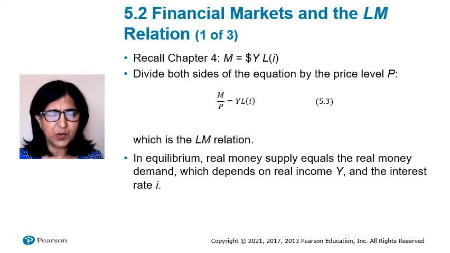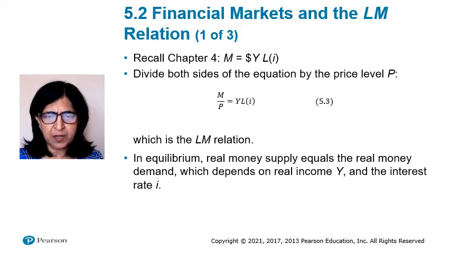Section 5.2 Financial Markets and the LM Relation. Recall Chapter 4 where you saw the equilibrium condition in the financial markets given by the condition money supply equals money demand, or M equals $Y times a function of the interest rate as shown on the slide. Divide both sides of the equation by the price level P. This gives us equation 5.3 below.